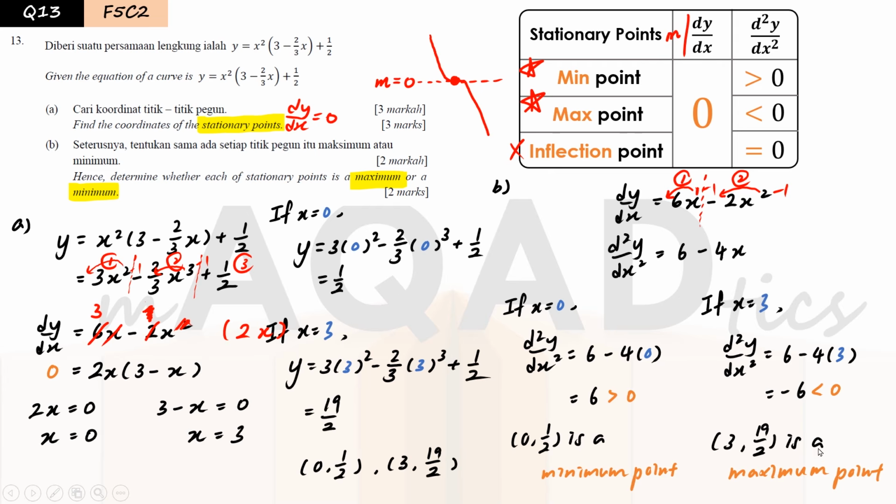But before we go to the next part, I would like to explain something at this equation, okay, before we differentiate.